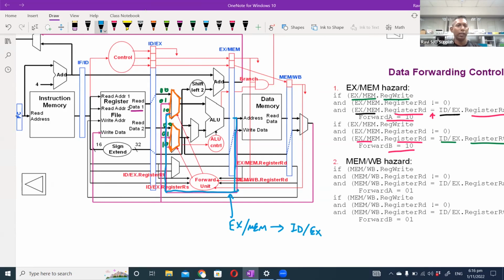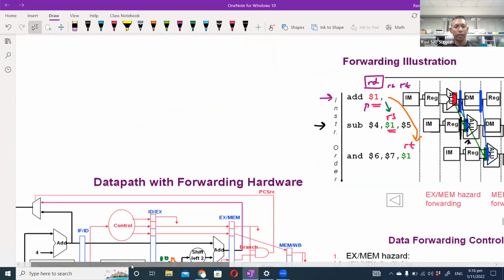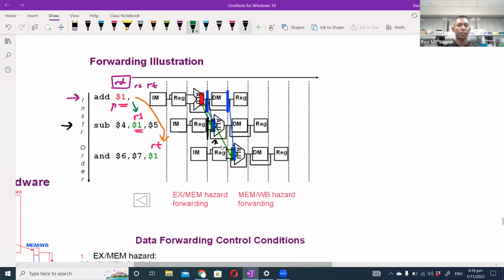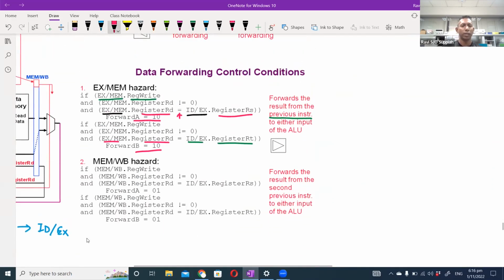All right, just to show you the next one is the memory write back hazard. This is for 2 instructions earlier. In the code, I will check whether my memory write back, because 2 instructions ago means that instruction is already in the memory write back stage. So if that RD register, the one I'm writing back to, is the same as my current IDEX register, either RS or RT.